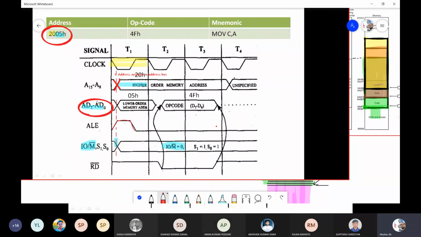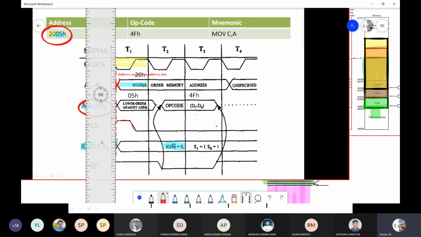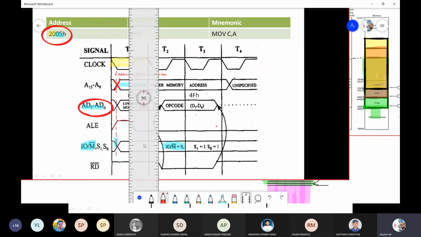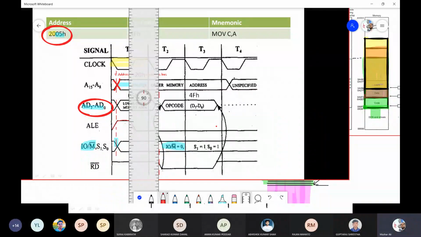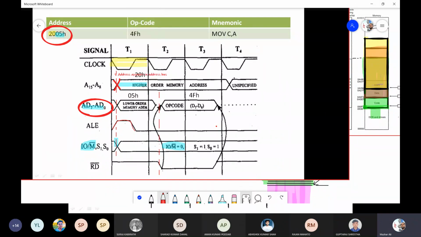Now we are ready to read data, or read the opcode, from that particular memory location. So in this clock cycle a read signal is generated. See over here, a read signal is generated. This is the second event.